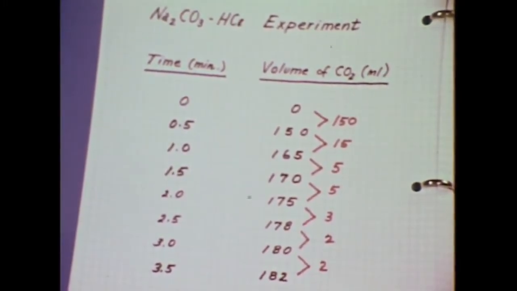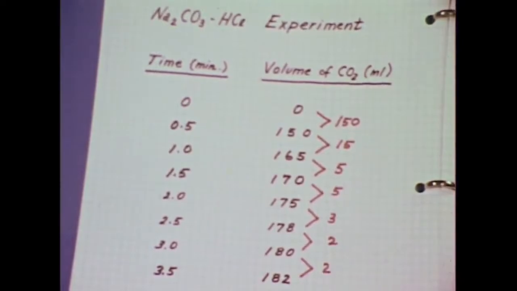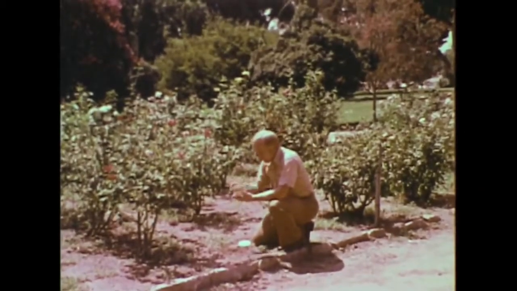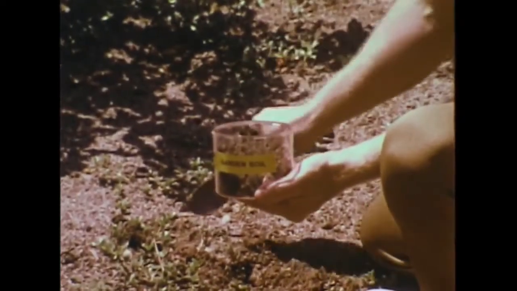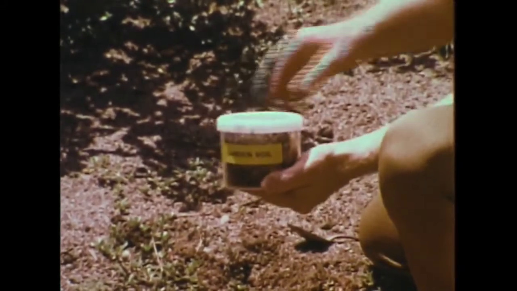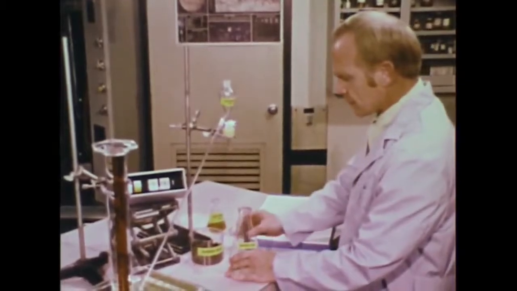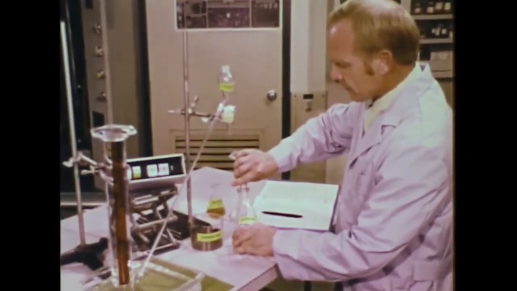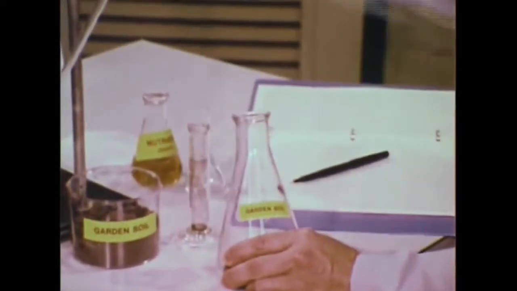Let's contrast this time behavior with a growth process. Ordinary garden soil can demonstrate the reaction kinetics of living, reproducing organisms. Such soil contains numerous microorganisms. The experiment is started by placing about 20 grams of the collected soil into the same apparatus we used in the experiment with sodium carbonate.